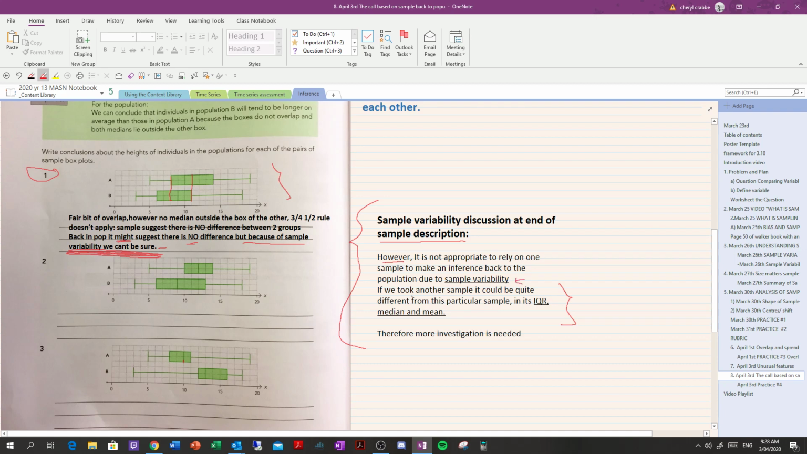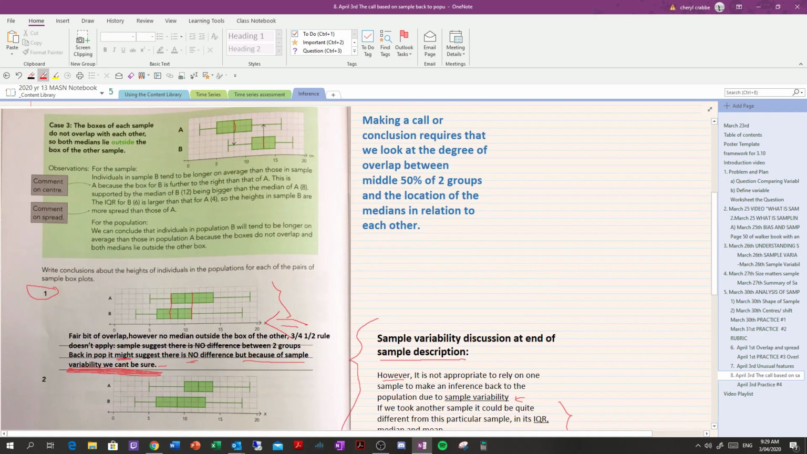Well, if we took another sample, it could be quite different from this particular sample, the one that we're looking at here, for example. And it could be different how? Well, it could be different in the width of the boxes, so the interquartile range could be different, the median could be different, the mean could be different. So it could tell us a very different story. Therefore, more investigation is needed.